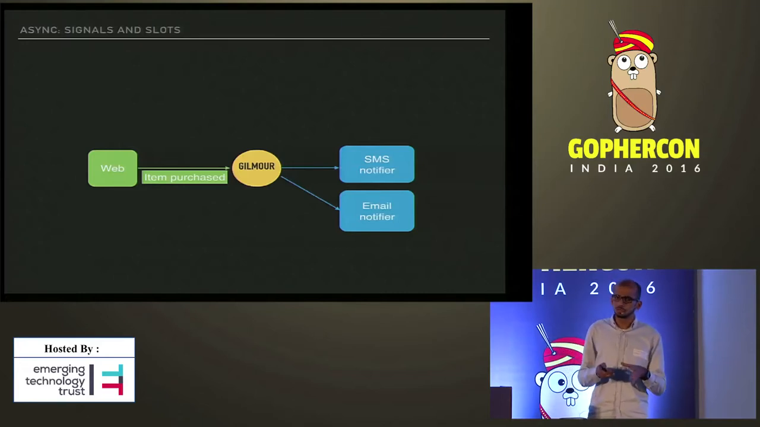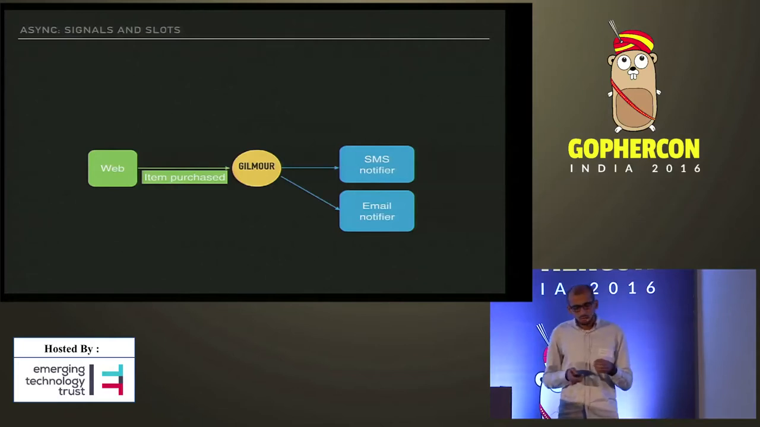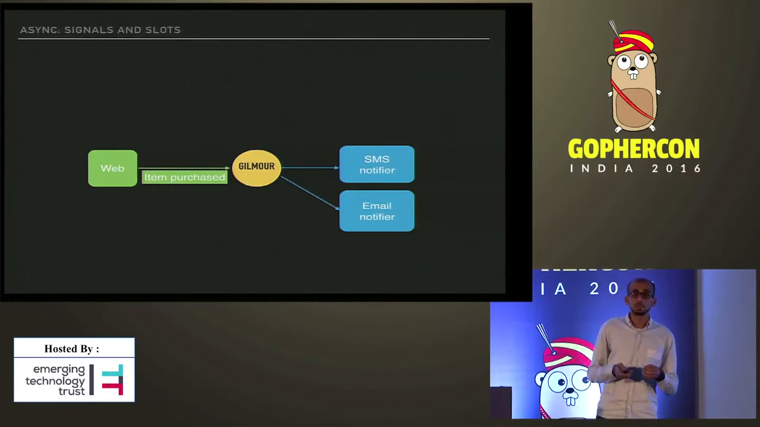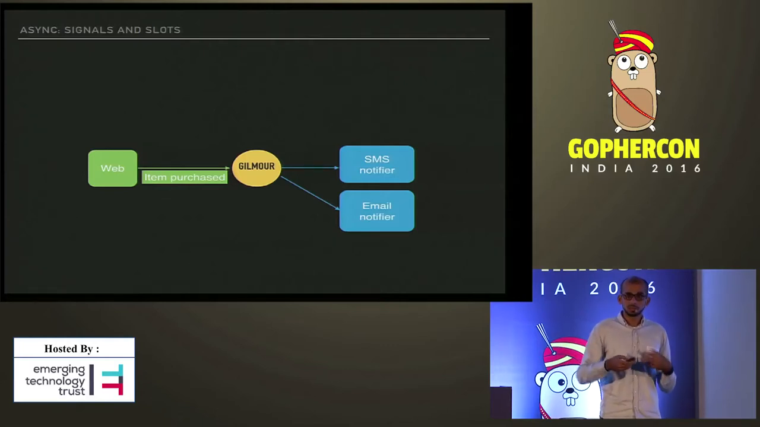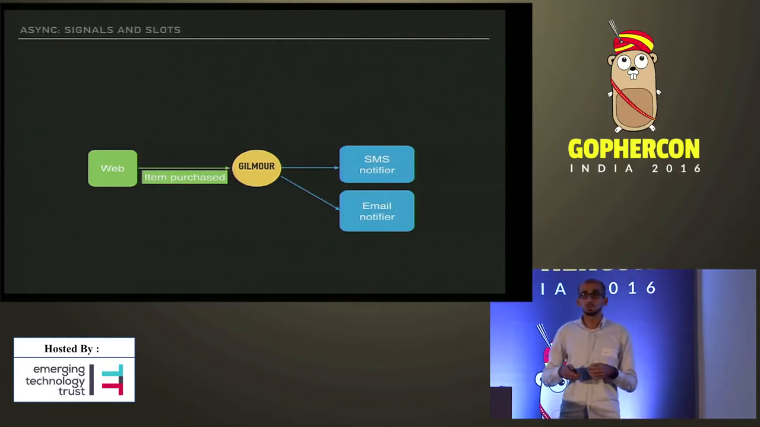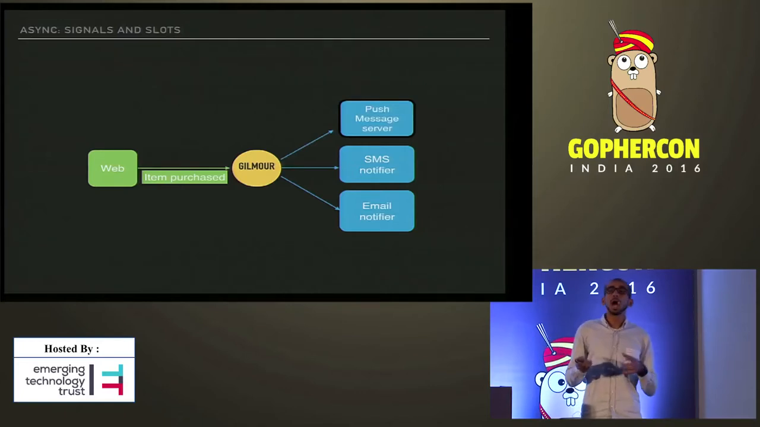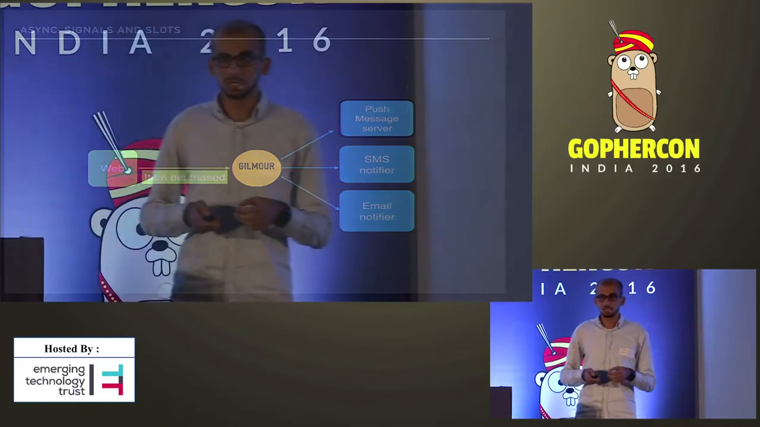You have designed two services around it. The message comes in, you send it across to both email and SMS. Now, suddenly the management takes a beautiful decision that this app would work only on mobile. People have done that in Bangalore. So now all of a sudden you realize that, oh, I have to send push notifications as well. So you add a push message server to this. So now we have email, SMS, and push notification.